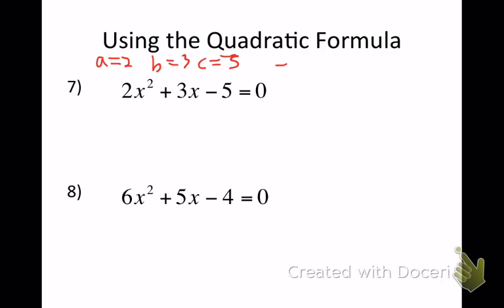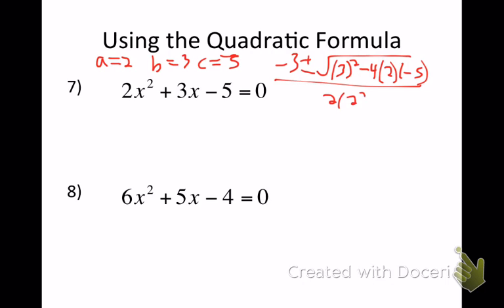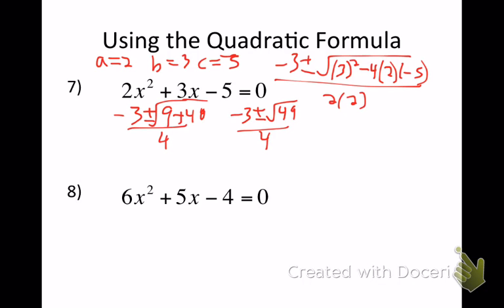So I plug it in. I get negative 3 plus or minus the square root of 3 squared minus 4 times 2 times negative 5, all over 2 times 2, right? So that gets me negative 3 plus or minus the square root of 9 plus 40, all over 4, which is negative 3 plus or minus the square root of 49, all over 4. The square root of 49 is 7. So I get negative 3 plus or minus 7 all over 4.